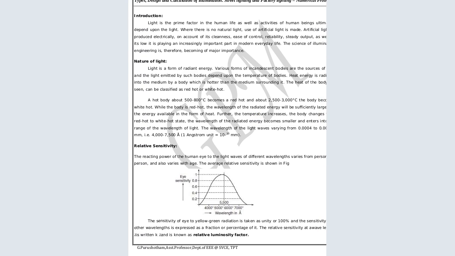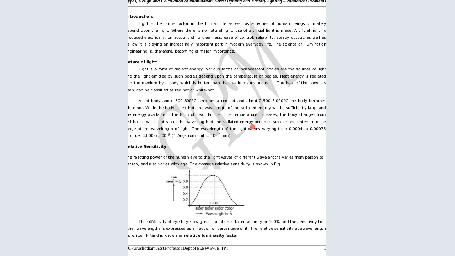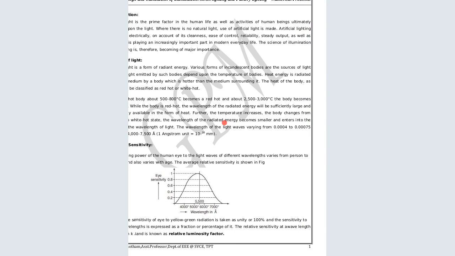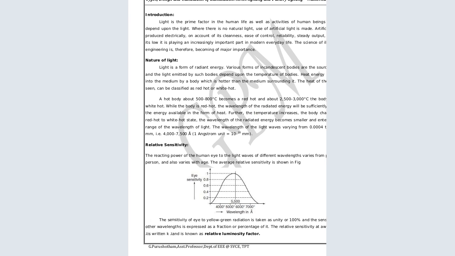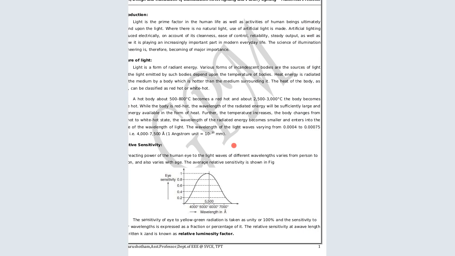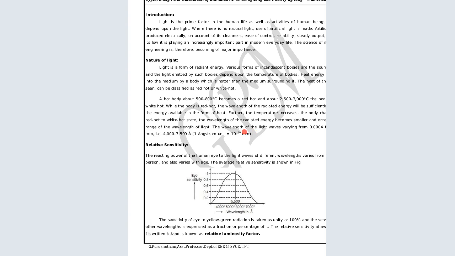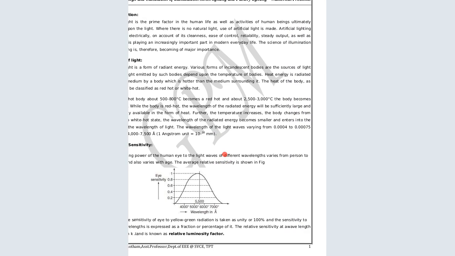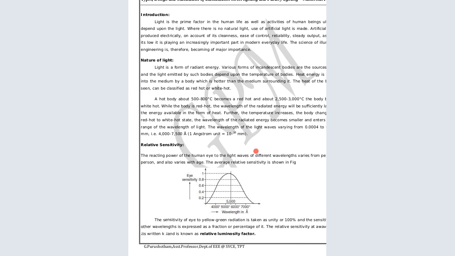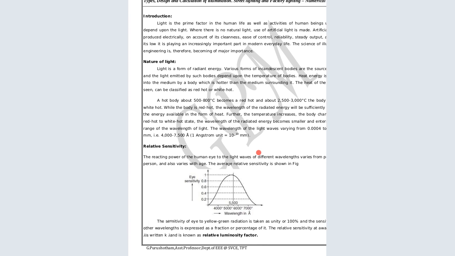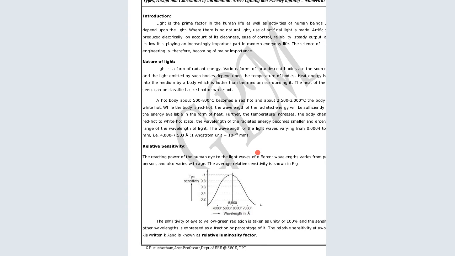A hot body at 500 to 800 degrees Celsius becomes red hot, and above 2500 to 3000 degrees Celsius the body becomes white hot. When the body is red hot, the wavelength of radiant energy is sufficiently large and the energy is available in the form of heat. As the temperature increases further, the body changes from red hot to white hot, so the wavelength of the radiant energy becomes smaller, in the range of the wavelength of light.